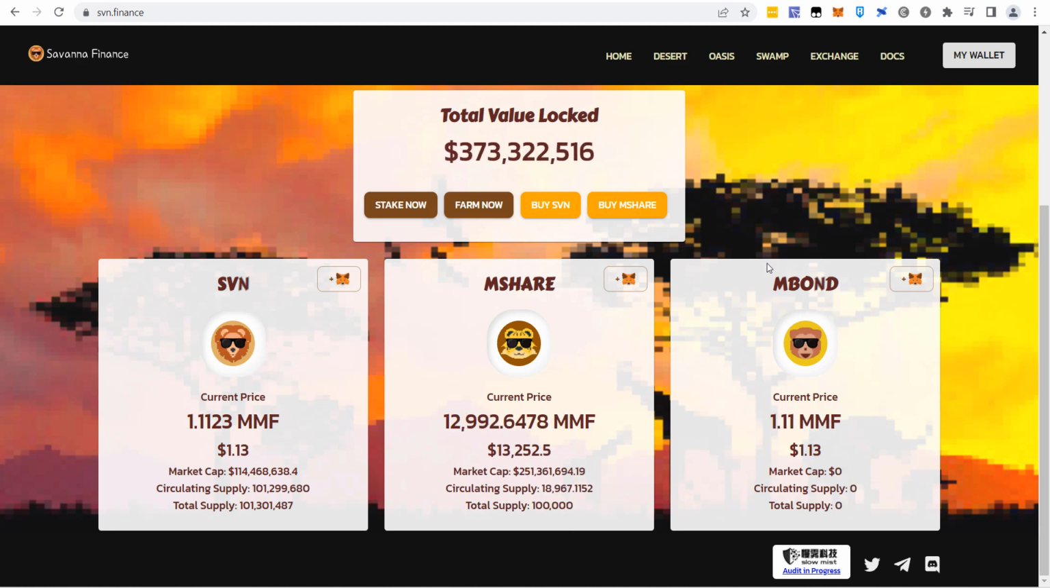Theoretically, the bonds come into play. You can buy bonds with SVN. You've got to pull the SVN off the market. So if we're over peg, they put SVN back on the market and it goes to the M shareholders. And this is all done through smart contracts.